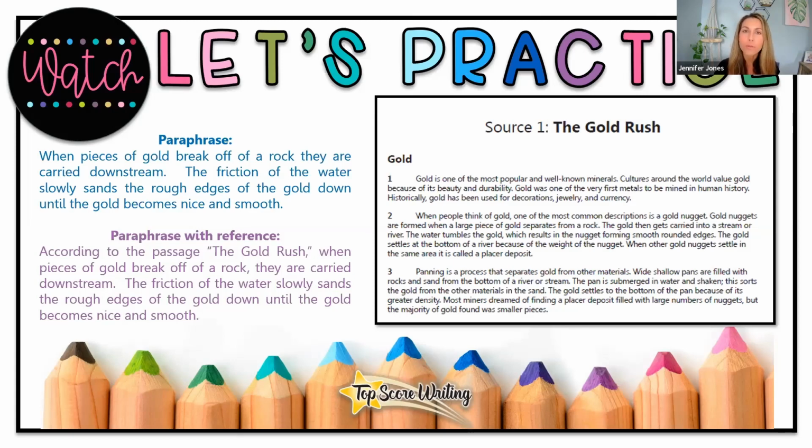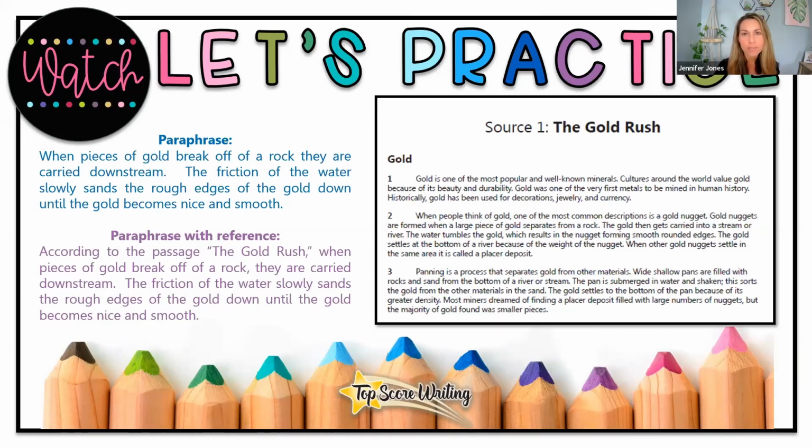When pieces of gold break off of a rock, they are carried downstream. The friction of the water slowly sands the rough edges of the gold down until the gold becomes nice and smooth. So do you see how I restated what paragraph 2 was mostly about? But I did it using my own words.